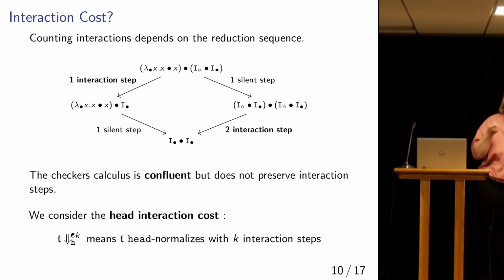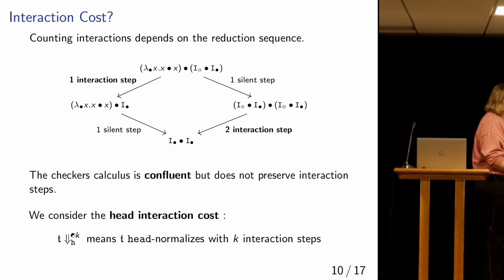So that means that if we want to have a notion of interaction cost, we need to pick a reduction sequence. And so we pick the head reduction sequence, again for the fact that it is a central topic and really linked with solvability. And we consider the head interaction steps. So head reduction is deterministic. There can only be one number of head interaction steps.